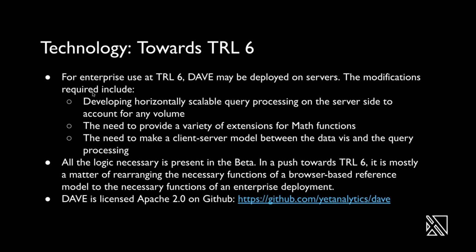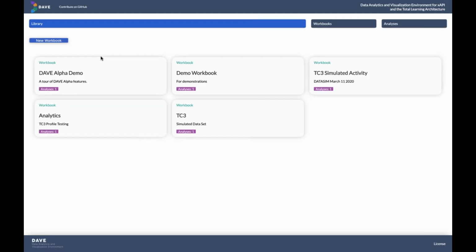So now what I'd like to do is show you a demonstration of Dave itself. All right, so we are here in a Dave library. As we saw before, the library consists of workbooks, and then within each of those workbooks, I have analyses. So you can see here that I have one analysis in each of these workbooks.